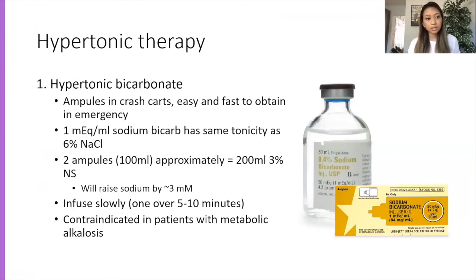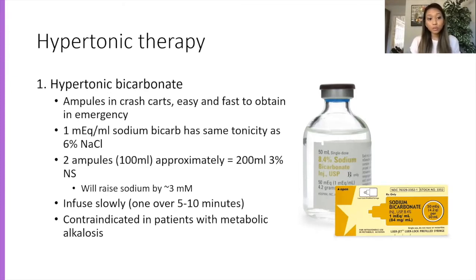And in the ED, hypertonic bicarb is actually more readily available than hypertonic saline, though hypertonic saline is the classic go-to. So these are the ampules that are in the crash carts. The box might look like this on the right. It's easy and fast to obtain in an emergency because if we're in the emergency department, we all know where the crash carts are and we can access them.